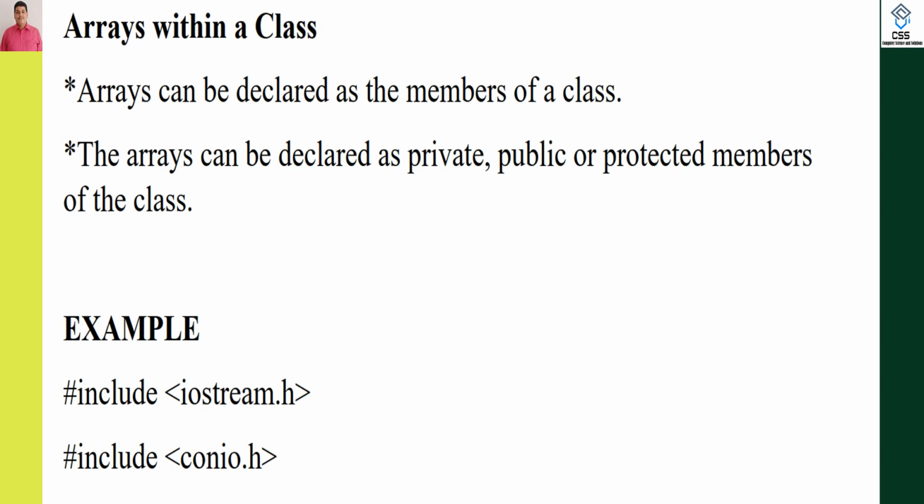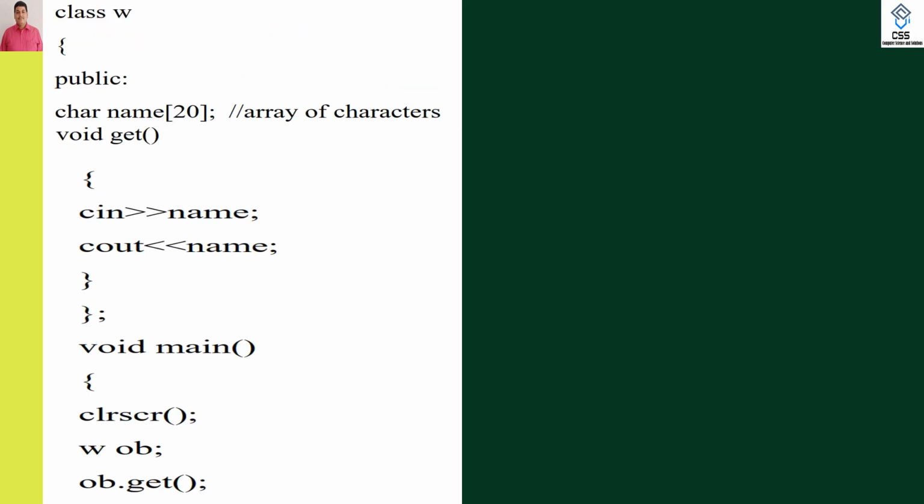Means array can be declared as a member of the class, and array can be declared as a private, public or protected member of the class as the access specifier. Let's take the example. Suppose you have taken char name[20]. Name is an array type, that is known as your array of characters. In the similar way, we can take int, any variable followed by subscript value. This represents the array within the class.